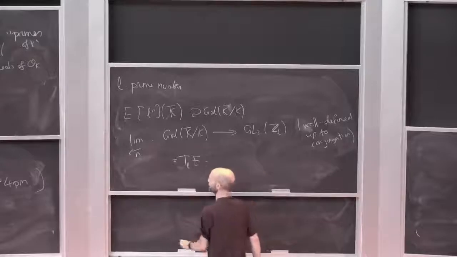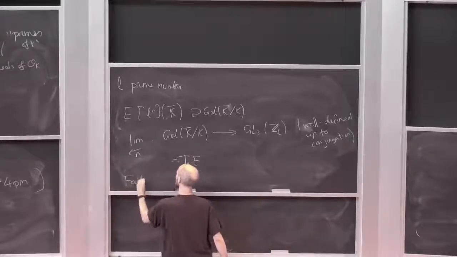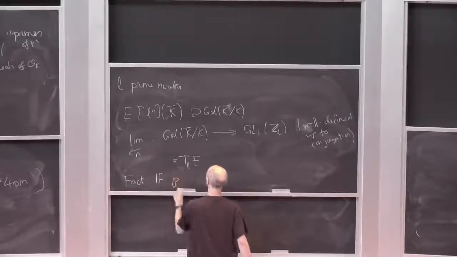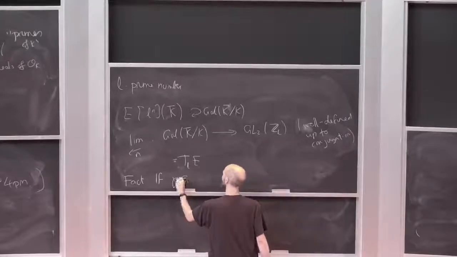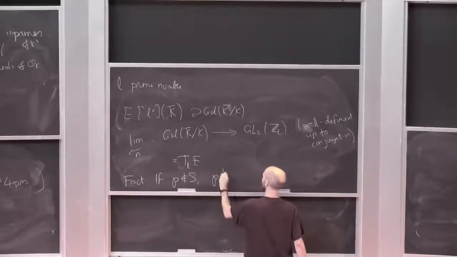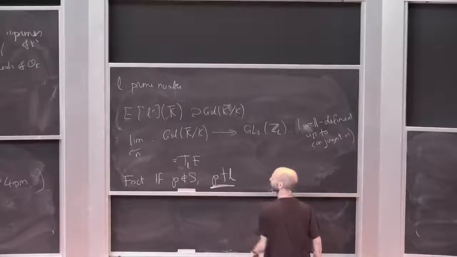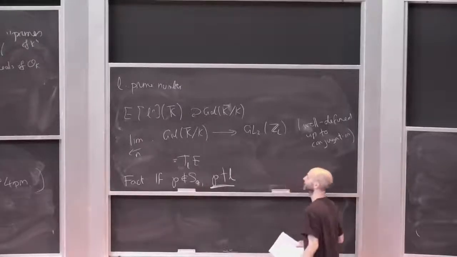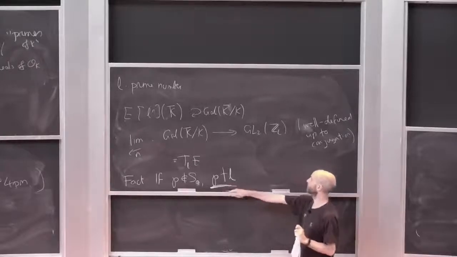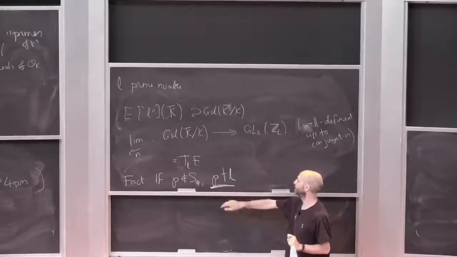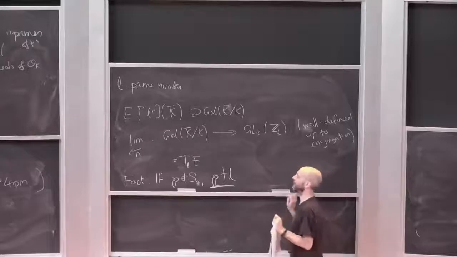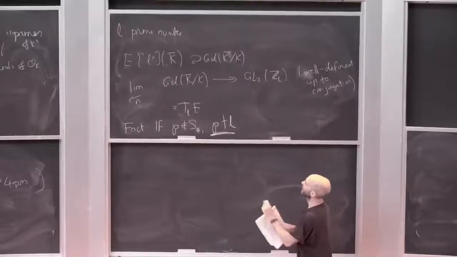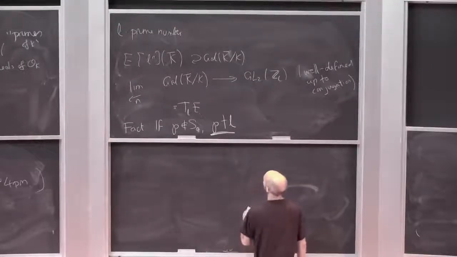Okay, and here's a general fact that you can read about in Silverman, is that if P is not in S, and also P doesn't divide L, right? So S is not quite right, it's S0. That's why I call it S0. If P is not in S0, so P is a prime downstairs, P is a prime of K, if it's not in this bad set and it doesn't divide L, then this thing is unramified, right?